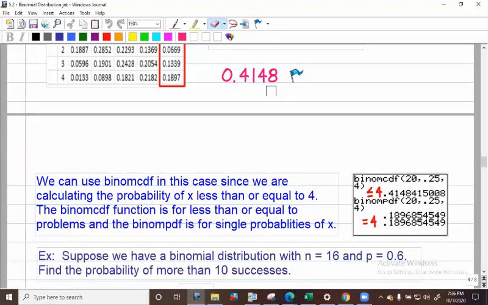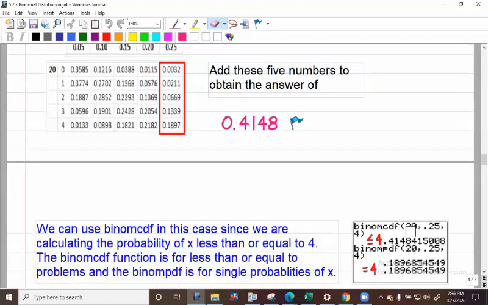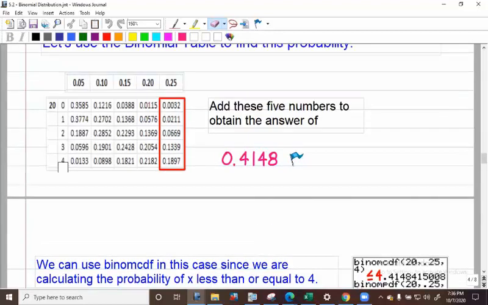But you have to be careful, because binom PDF for 4 would not be the right answer. Look what binom PDF of 4 yields here, 0.1897. And look what that is up here in these numbers. PDF is just the individual number for 4, the 0.1897. The CDF is adding all of those up.